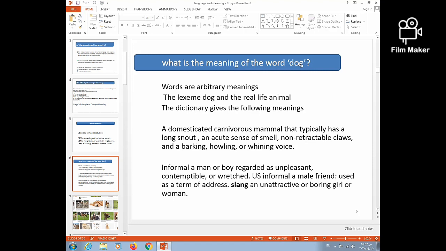For example, the word cat. In a particular community, they call this animal, which has four legs, that is a pet animal, etc., cat. In another community, they call it kutta. In a third community, they call it something else. So a name or a word is something we agree on as a society and as a community. And this applies also to all names, even personal names, okay?